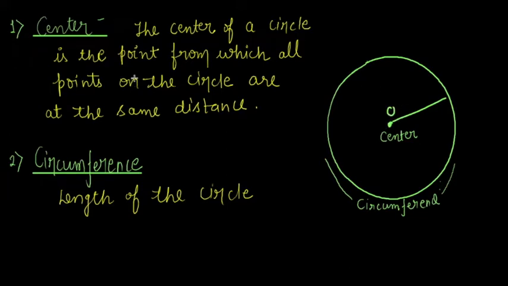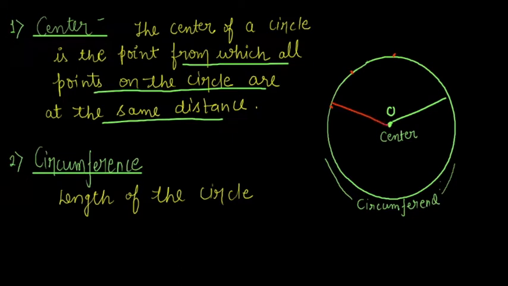So the center of a circle is the point from which all the points on the circle are at the same distance. All the points on the circle means if I take a point here, here, any point on the circle, and if you calculate these distances, all the distances will be the same. So the center, if I want to write here, is O.